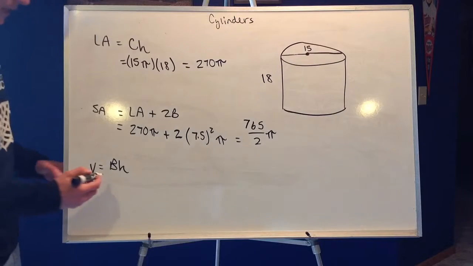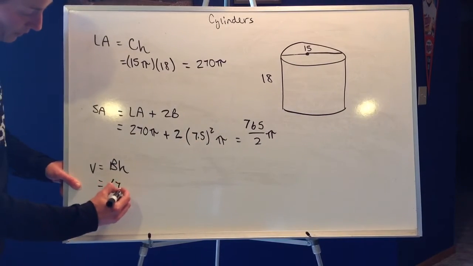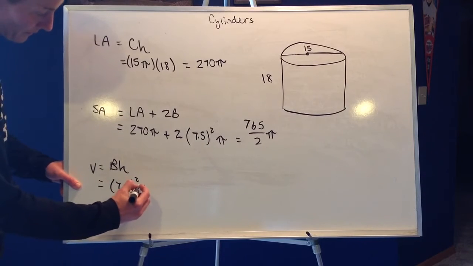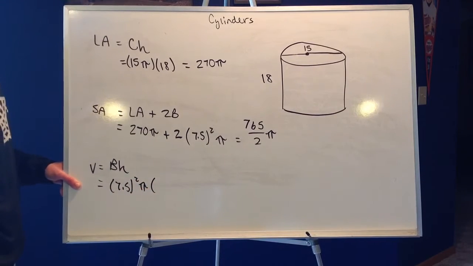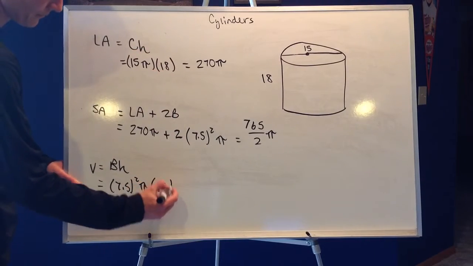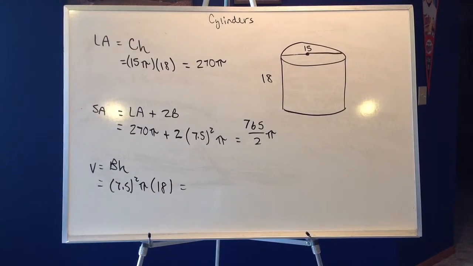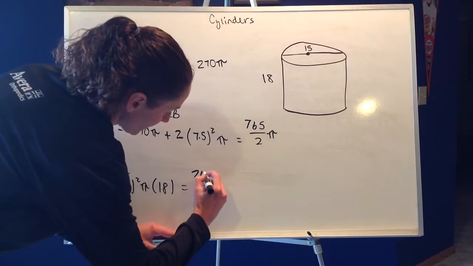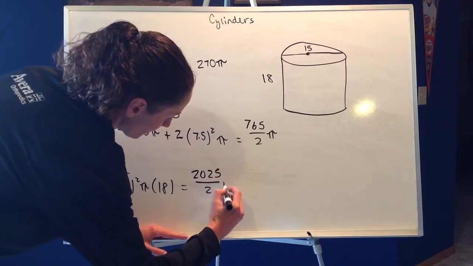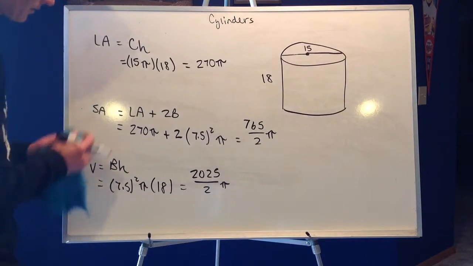And then the last one we have is the area of the base again, which is your 7.5 squared pi, times your height. Our height again was 18. Put the numbers in the calculator, change it into a fraction, and you'll get 2025 over 2 pi. So again, very similar to yesterday, just using our circle stuff instead of working with different polygons.